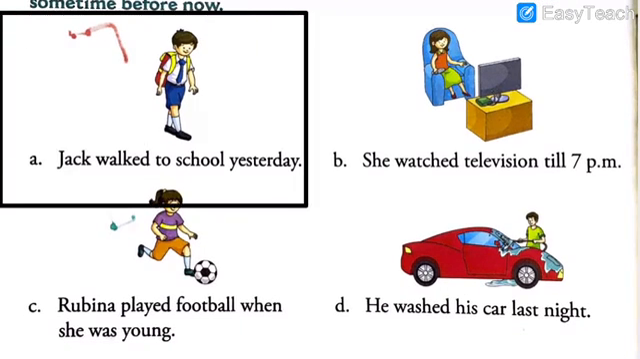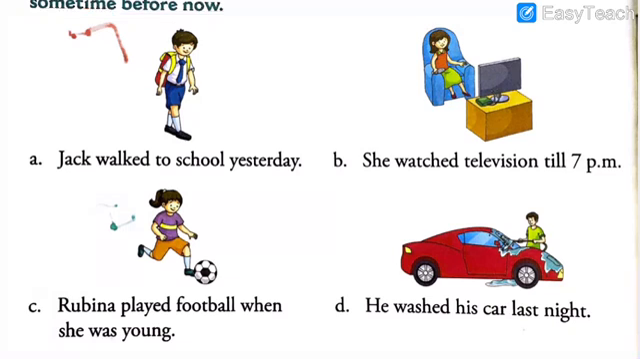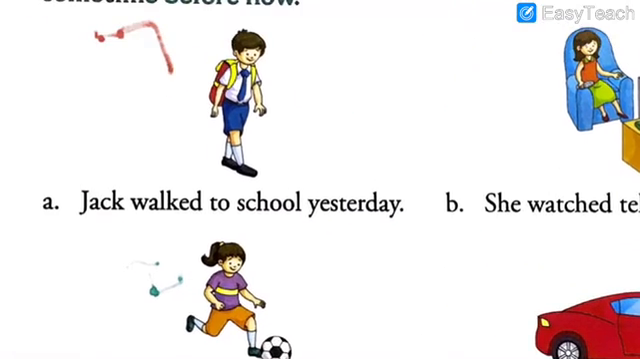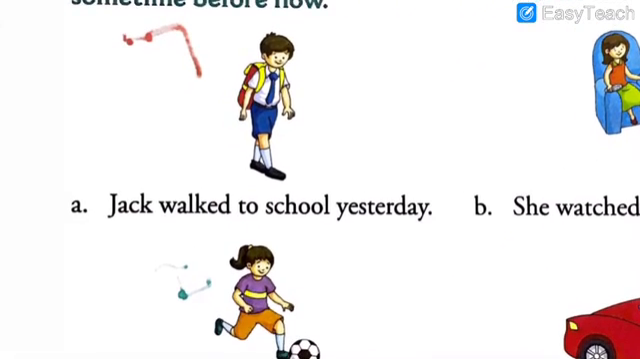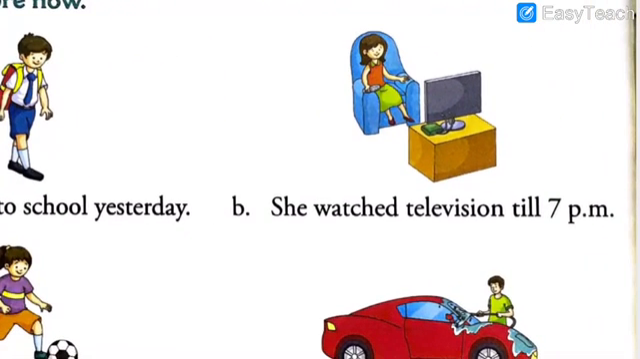So the examples are given with the picture for you to understand it more precisely. Let us read and underline it. Jack walked to school yesterday. Jack walked to school. So what is the verb here? Walked. Next picture is, she watched television till 7 p.m. What did she do? She watched. Which action she did? Watched.